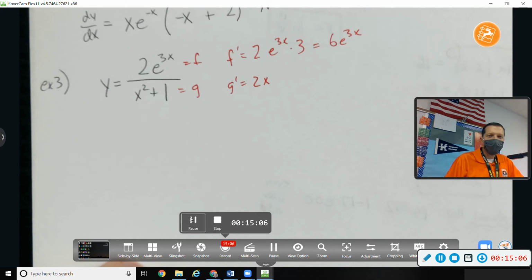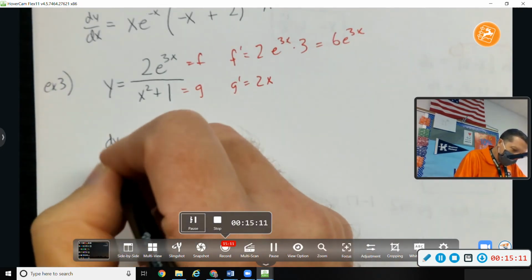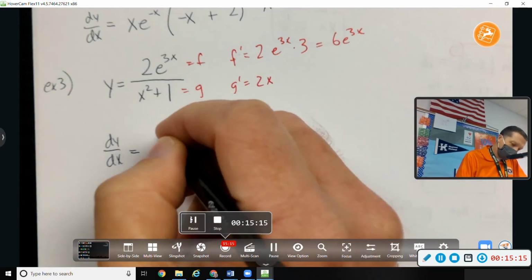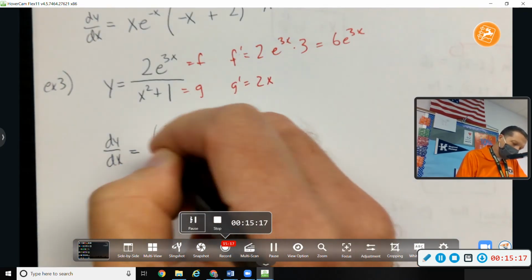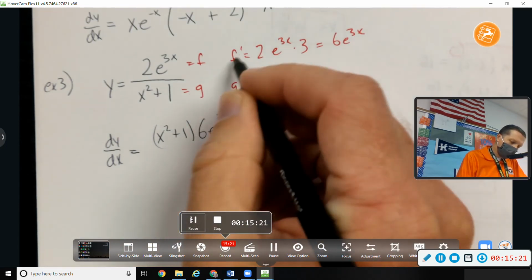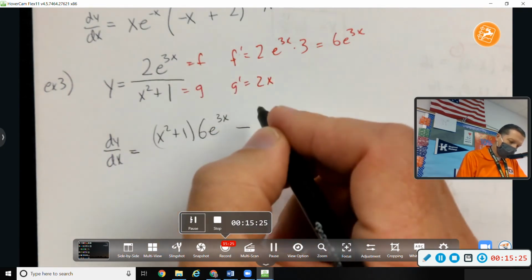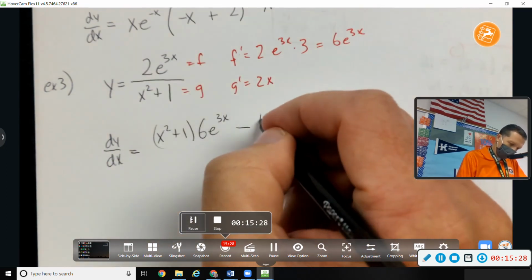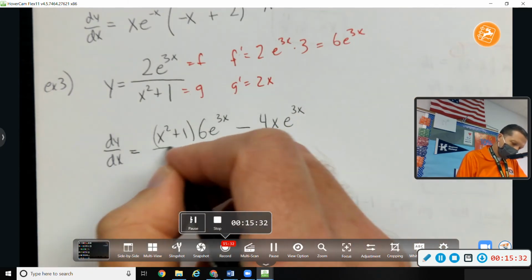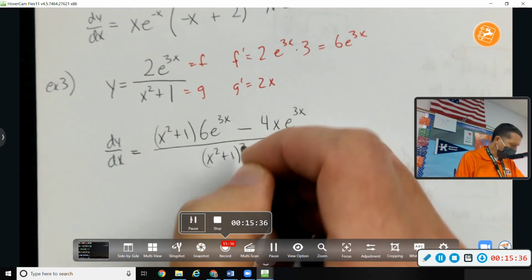All right, let's see if we can piece this thing together. So dy dx equals gf prime. So x squared plus 1 times 6e to the 3x, gf prime, minus fg prime. 2 times 2 is 4, x e to the 3x, all over x squared plus 1 squared.